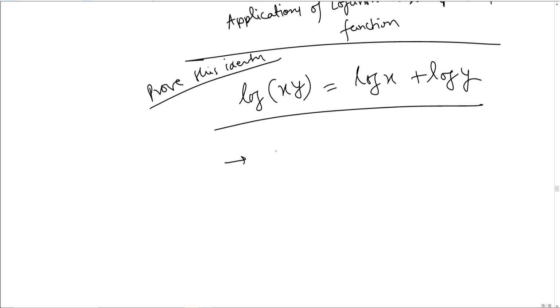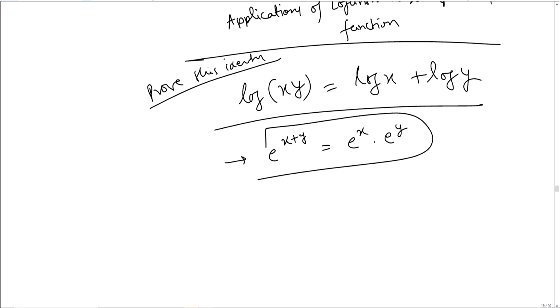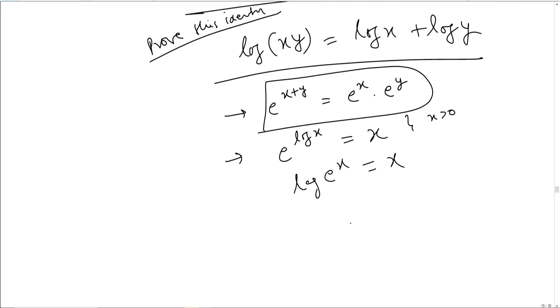You are given an identity about exponents. Okay. So, this was one of the identities on exponents: e to the power x plus y equals e to the power x into e to the power y. You are also given that e to the power log x can be written as x, or log of e to the power x can be written as x. Here, of course, in this case the x has to be greater than 0. Here you do not have that constraint.